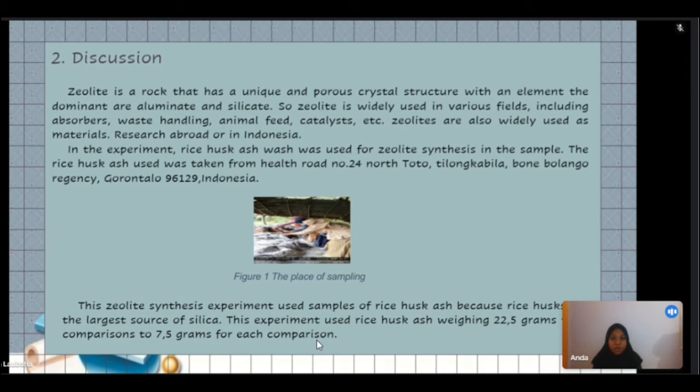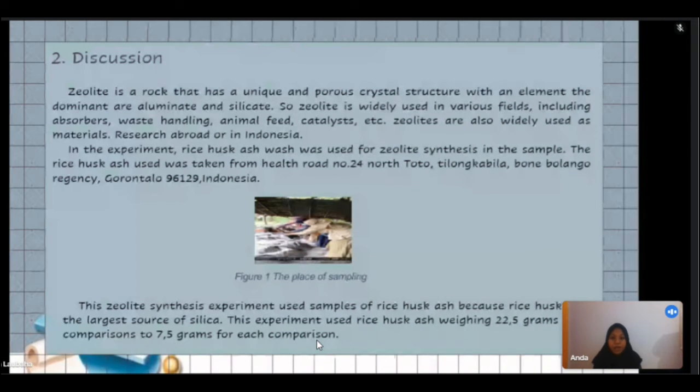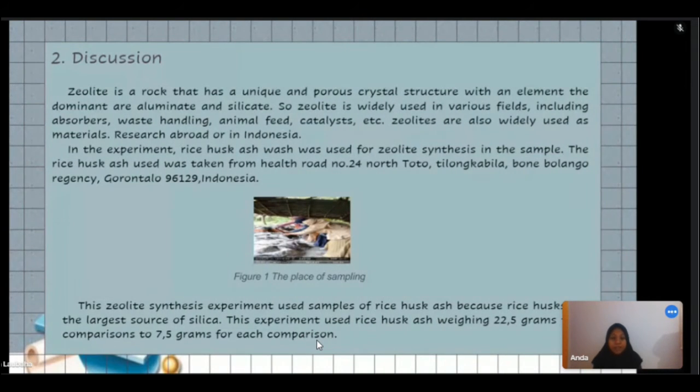Discussion. Zeolite is a rock that has a nuclear and porous crystal structure, with dominant elements of aluminum and silicates, so zeolite is well used as an absorber. It is used as animal feed, catalysts, and as material for research abroad or in Indonesia. This zeolite synthesis experiment used a sample of rice husk because rice husk is the largest source of silica.